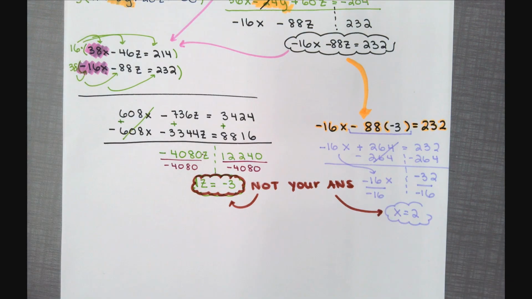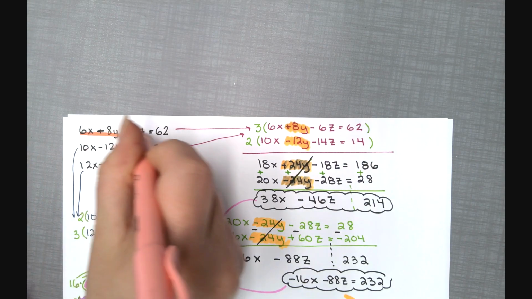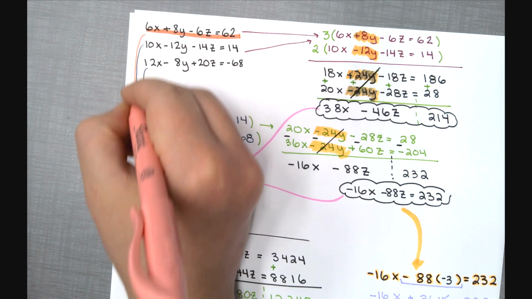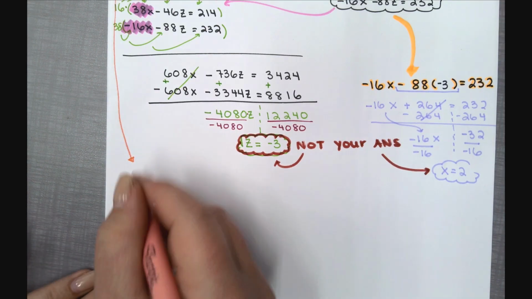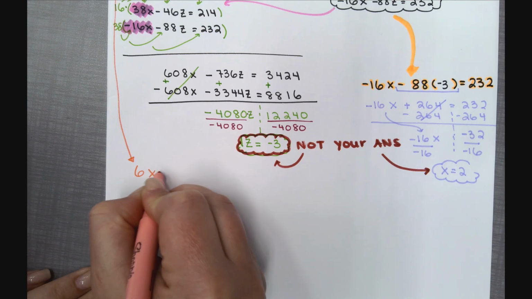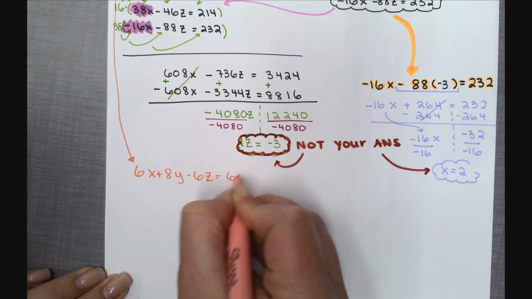Now the second thing you're going to do is pick up one of the original equations. I usually don't think too much about it. I usually just pick up the one that's on top. I'm going to take this one here, drag it all the way down, and copy it so I get 6x plus 8y minus 6z is equal to 62.